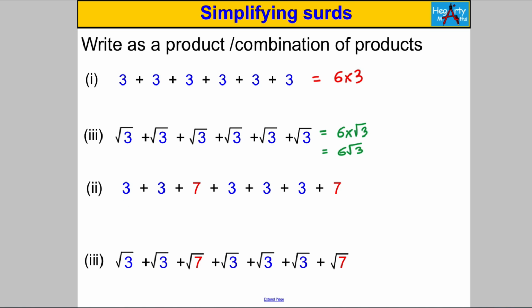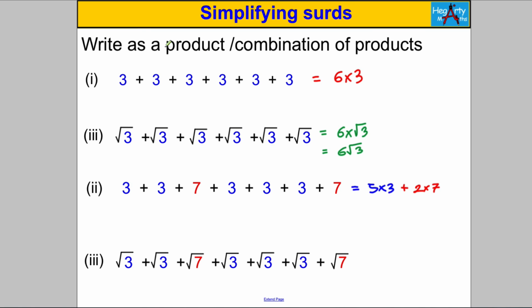Now, how would you write this as a combination of products? Well, you've got a 3 added together 1 time, 2 times, 3 times, 4 times, 5 times. So I would say that is 5 lots of 3. And you've got a 7 added together twice, so that's plus 2 lots of 7. Now what would you do in this case here?